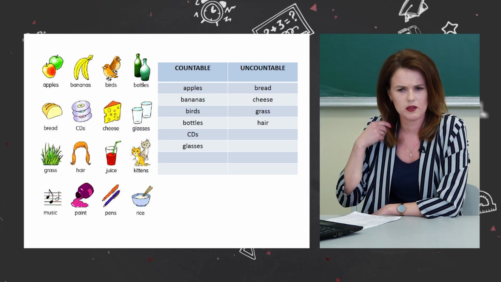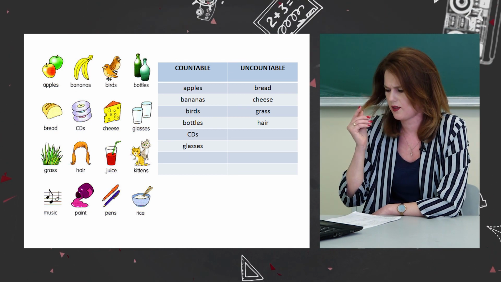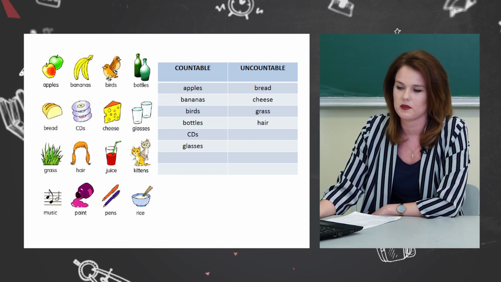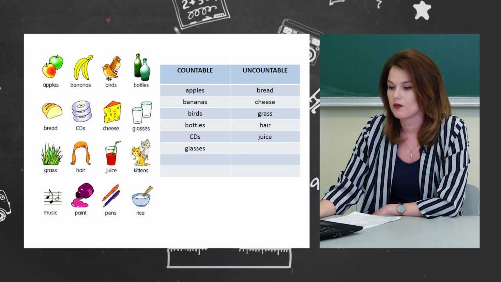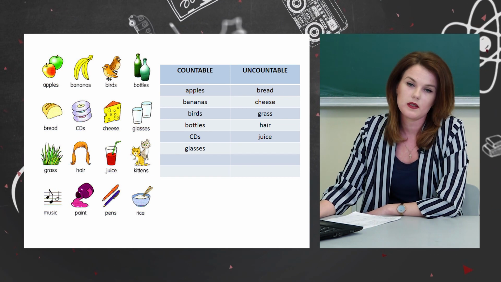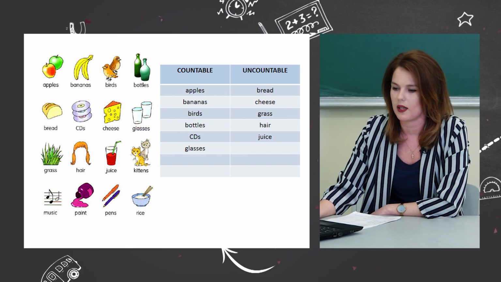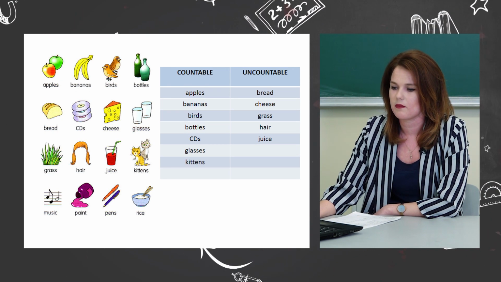Hair. Can we count hair? 1 hair, 2 hair? No, of course no, because hair is uncountable noun. Juice. Juice, countable or uncountable? Juice is uncountable noun.